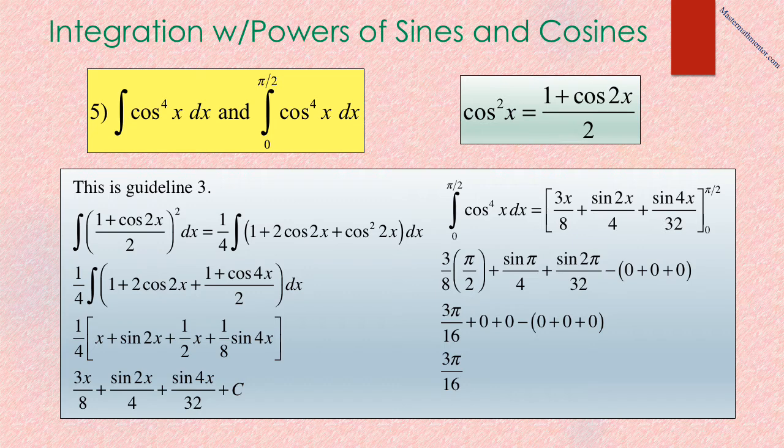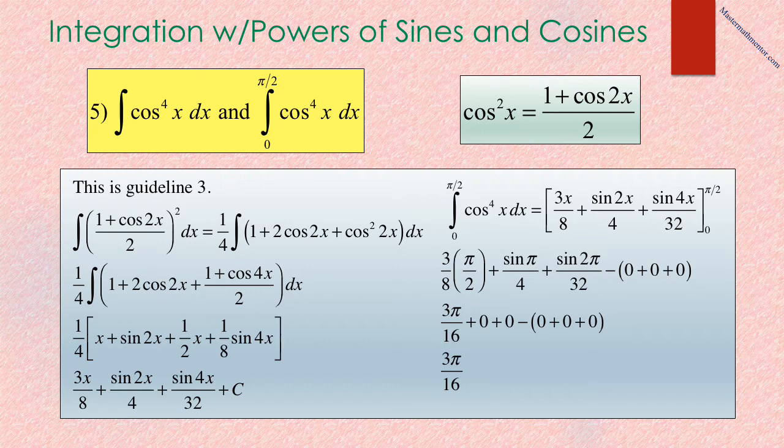This uses u substitution several times. And that gives us 3x over 8 plus sine of 2x over 4 plus sine of 4x over 32 plus c. To integrate cosine of the 4th x dx from 0 to pi over 2, we have 3x over 8 plus sine of 2x over 4 plus sine of 4x over 32 evaluated from 0 to pi over 2.